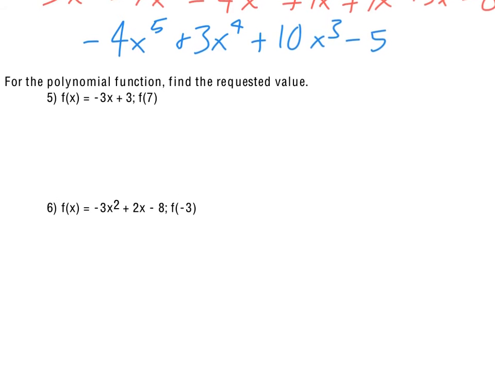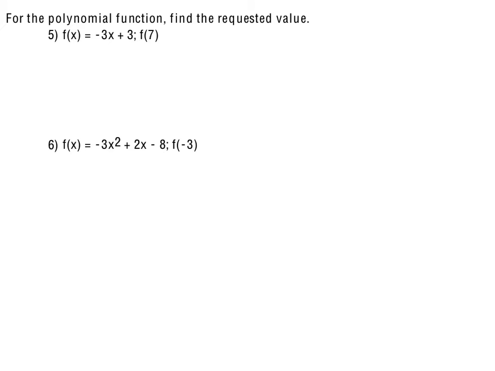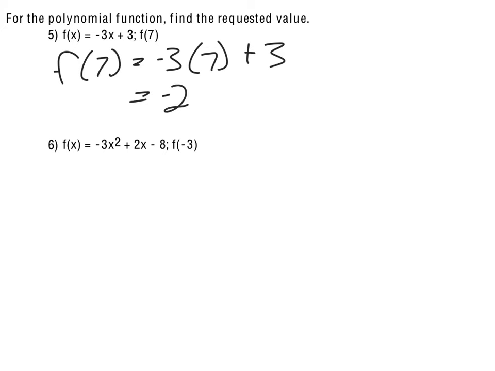For number 5, they just want me to find f of 7. So they give me that function f of x. So to find f of 7, I just replace the x with 7. So I get negative 21 plus 3, so we end up with a negative 18. So that is what f of 7 equals, is negative 18.